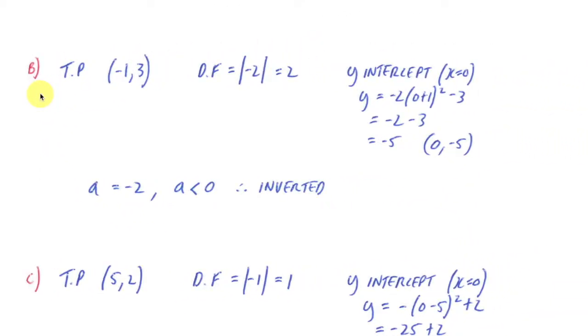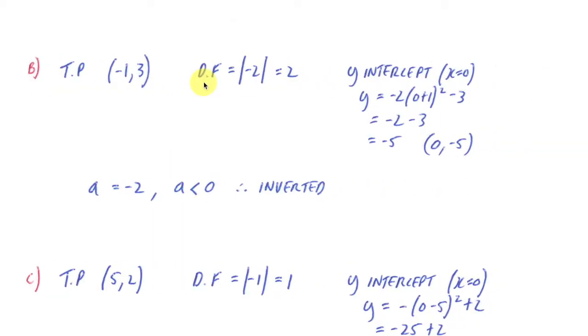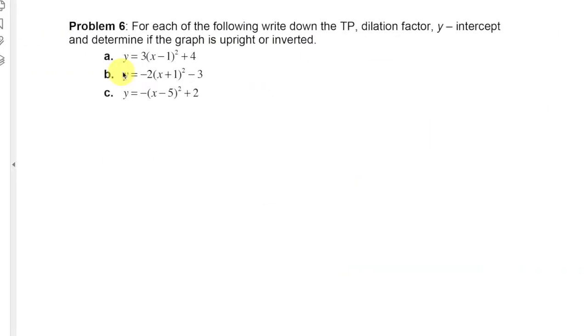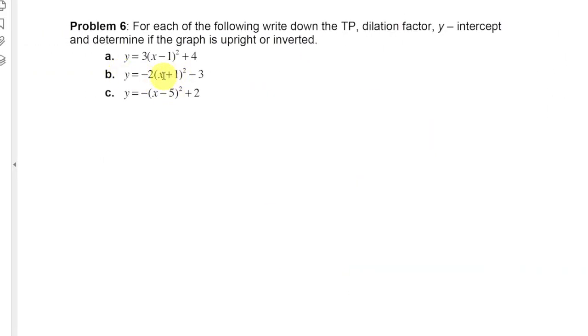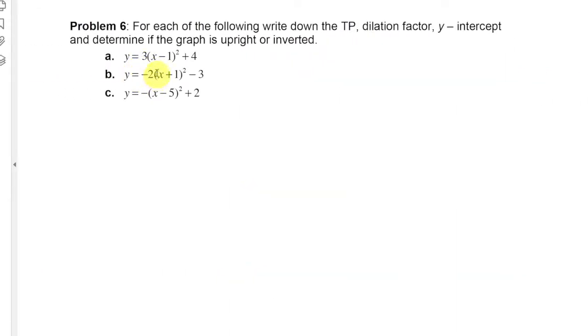B now, just to remind us of what B is, we've got y equals -2 times x plus 1 squared take 3. So our turning point. Take what's inside the brackets here, make it equal to 0, so I get x equaling -1 and y equaling -3. So I have -1, and I should also have here -3. The dilation factor, the value in front of the bracket is -2. So I take the magnitude of that, so it just means I ignore the sign. So the dilation factor is 2.